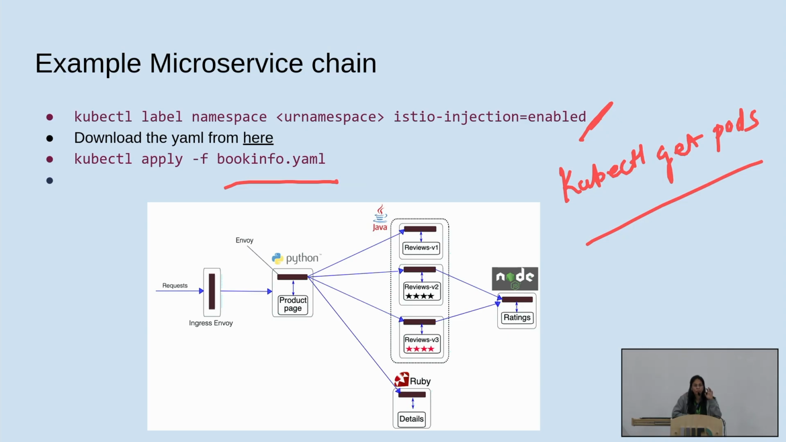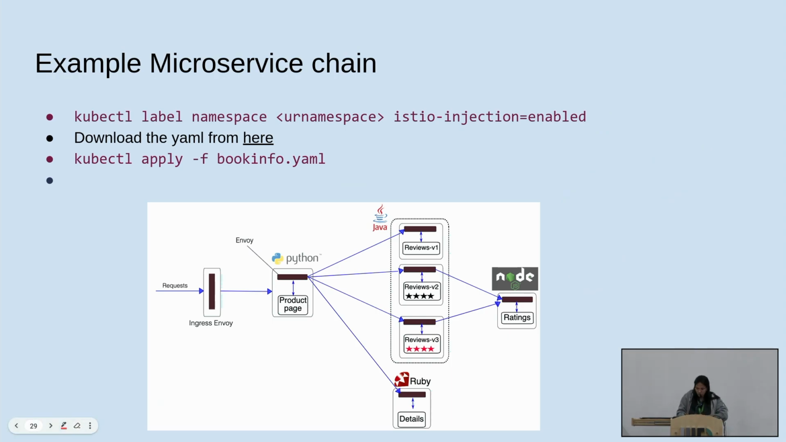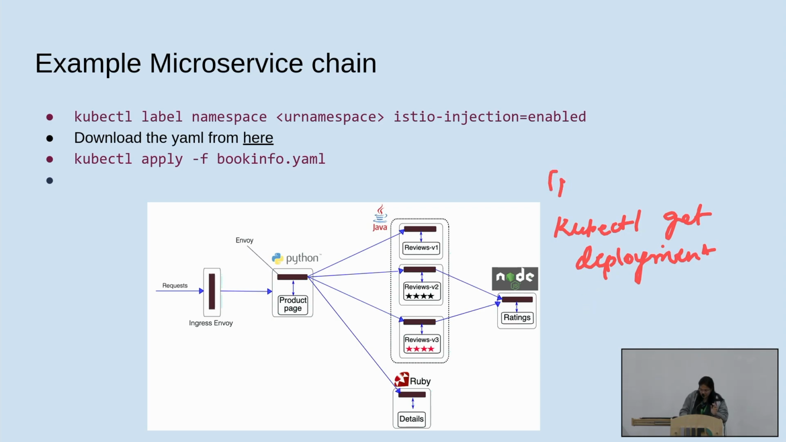So if you do kubectl get deployment, it will list all the deployments that are running in your namespace. Then you can do kubectl delete deployment, the deployment name, that will delete the deployment, right? And then start applying this book info YML so that we don't hit the pod limit.